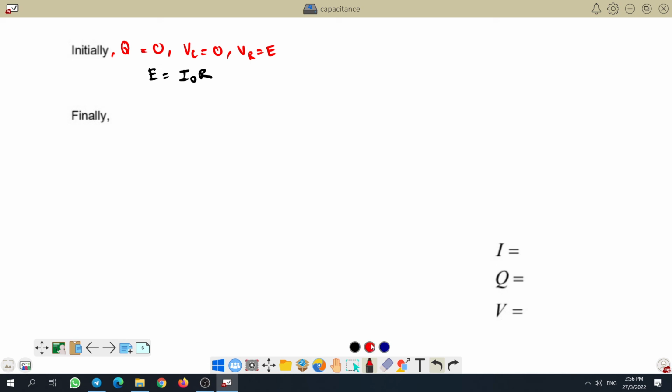Finally, VC is going to get the highest. VC akan jadi apa? Dia akan charge sampai dia sama dengan E. VR jadi kosong. Yes, very good, VR equals to 0. I is 0, no more I. How about Q? Q-nya maksimum. Q equals CV, so C times E. You can think of this as Q naught, but Q naught is normally initial, so as Q maximum, then this is a Q final which is a maximum. This is the V maximum.